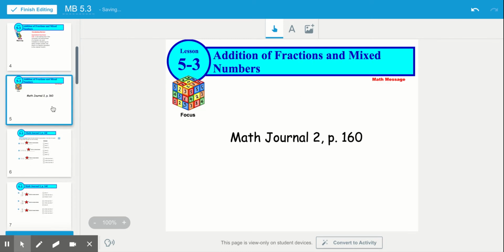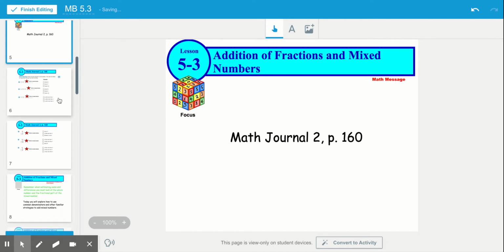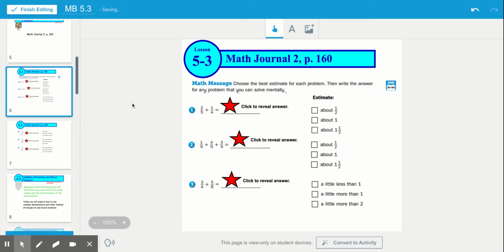Let's open up our Math Journal 2 to page 160. The math message is on page 160, and again, we're in Math Journal number 2. Choose the best estimate for each problem. Then write the answer for any problem that you solve mentally. For number 1, we have 2/5 plus 1/4. Doing mental math, think about what your estimation would be, and then write the answer for them if you can solve them mentally.